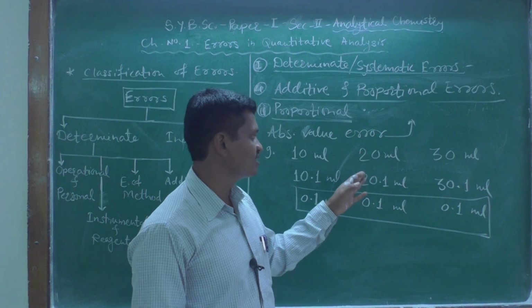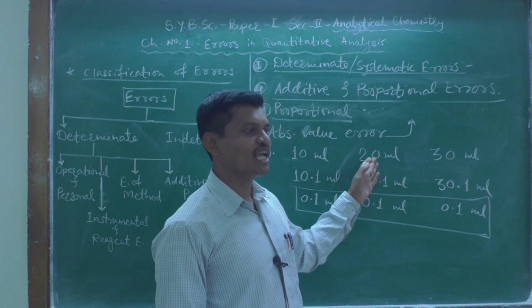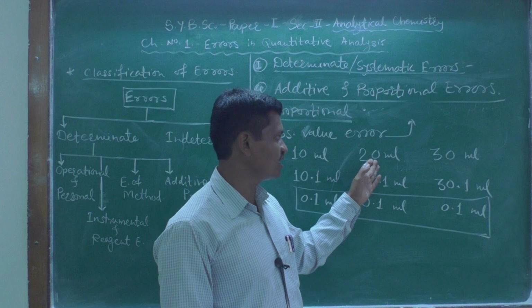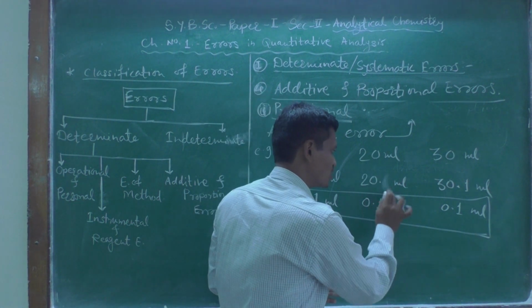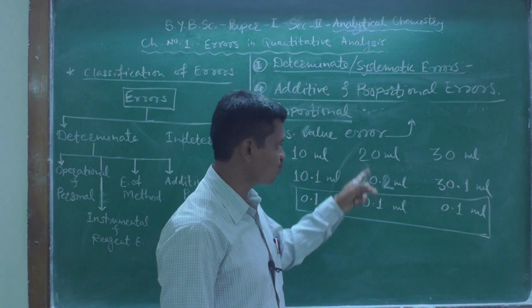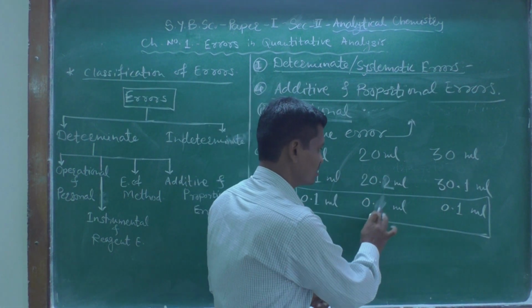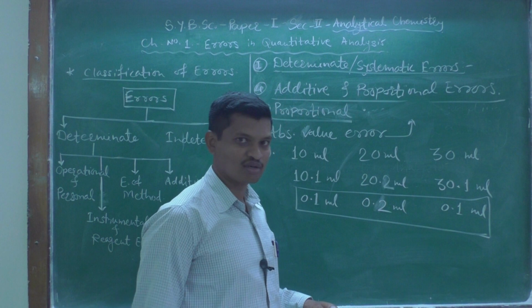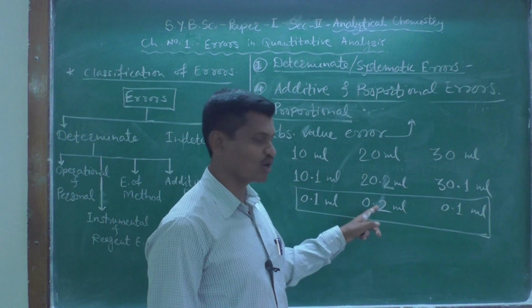In the second case, the expected result is 20 ml, but we are getting 20.2 ml as the endpoint. So what is the absolute error here? 0.2 ml. Okay, it has increased from 0.1 to 0.2.